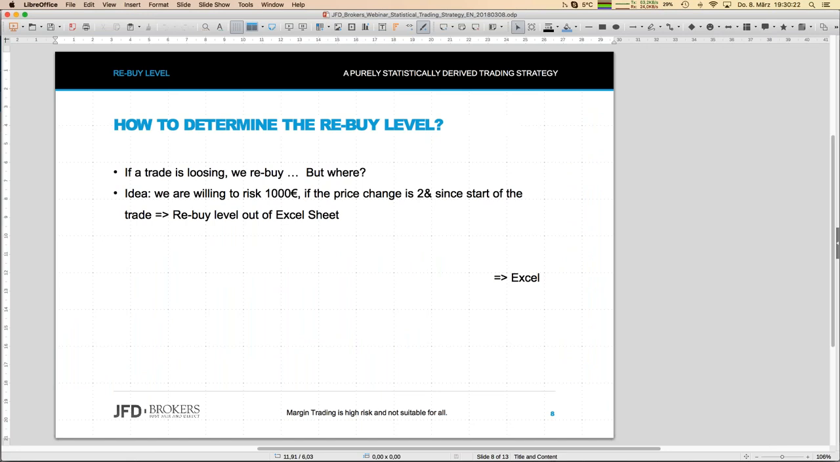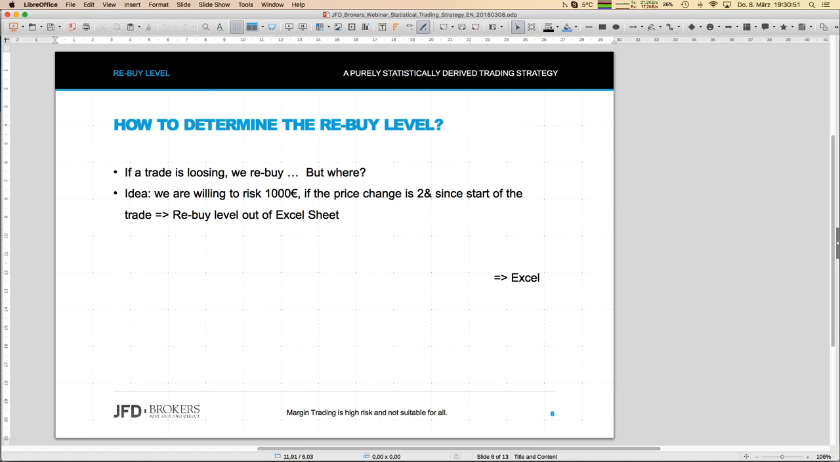The idea now is that we do a rebuy. That is something which you can only do if you still have a stop loss. But now we have a question. Where to set the rebuy level? Where to say, okay, loss is enough. We should rebuy in order to get a better average entry price.